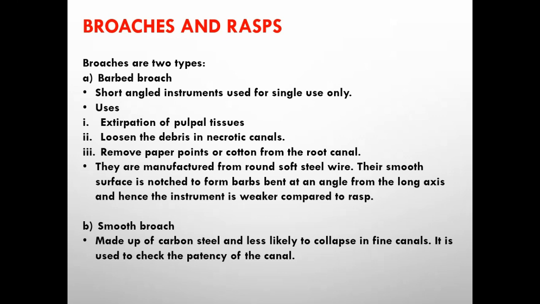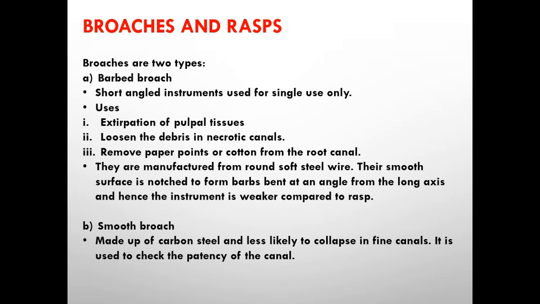And broaches and rasp. Broaches are of two types: barbed and smooth broach. These are the short angled instruments used for single use only. Its uses are extirpation of pulpal tissues, loosening the debris in necrotic canals, and removing paper points and cotton from the root canal. These are manufactured from round, soft steel wire. Their smooth surface is notched to form barbs bent at an angle from the long axis, and hence the instrument is weaker compared to a rasp.